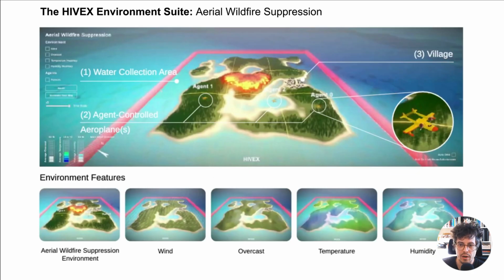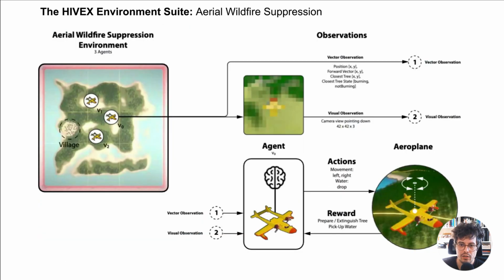Finally, this is the fifth environment, Aerial Wildfire Suppression. Just as in the Wildfire Resource Management environment, we include procedurally generated terrain and a set of dynamic features that influence fire growth. Additionally, we introduce a randomly placed village to introduce a notion of importance across the island. Agents controlling each aeroplane observe its position, forward vector, closest tree state, as well as a 42 by 42 by 3 visual observation from a downward pointing camera.